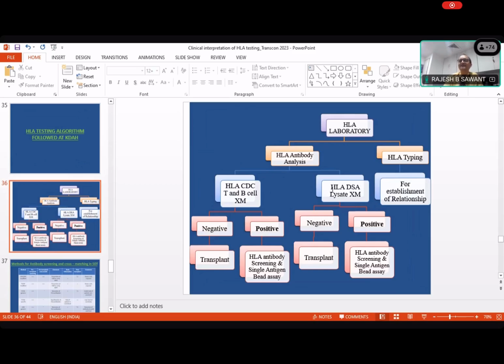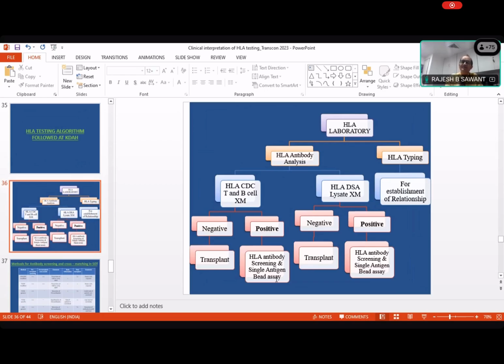Correct? So lysate based cross match is done, and based on the results of these, if your CDC is negative and your lysate based cross match is negative, then you go ahead with the transplant. There is minimal risk that is there. But if these are positive, then you may want to do the further confirmatory testing by doing a single antigen bead assay and understanding the specificity of the antibody.